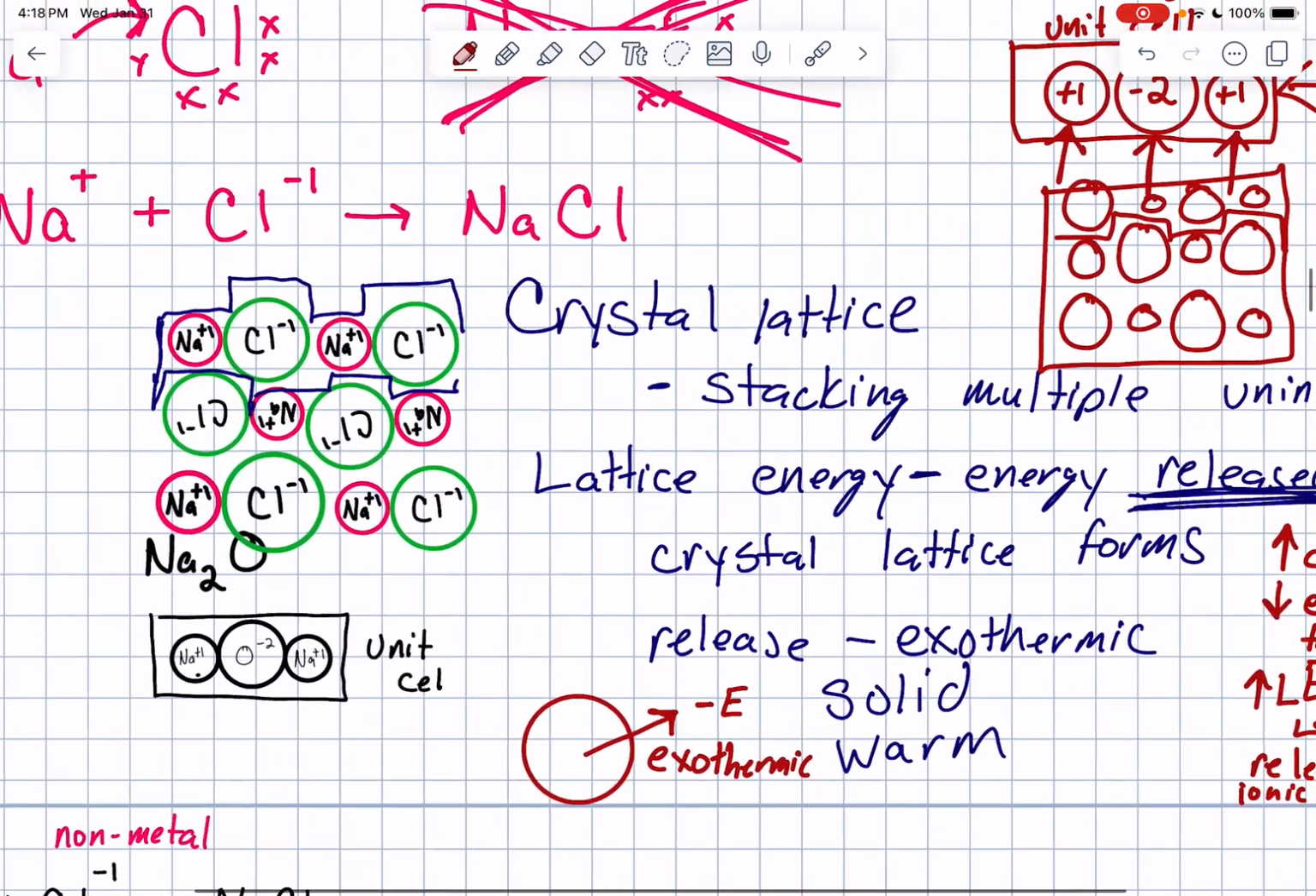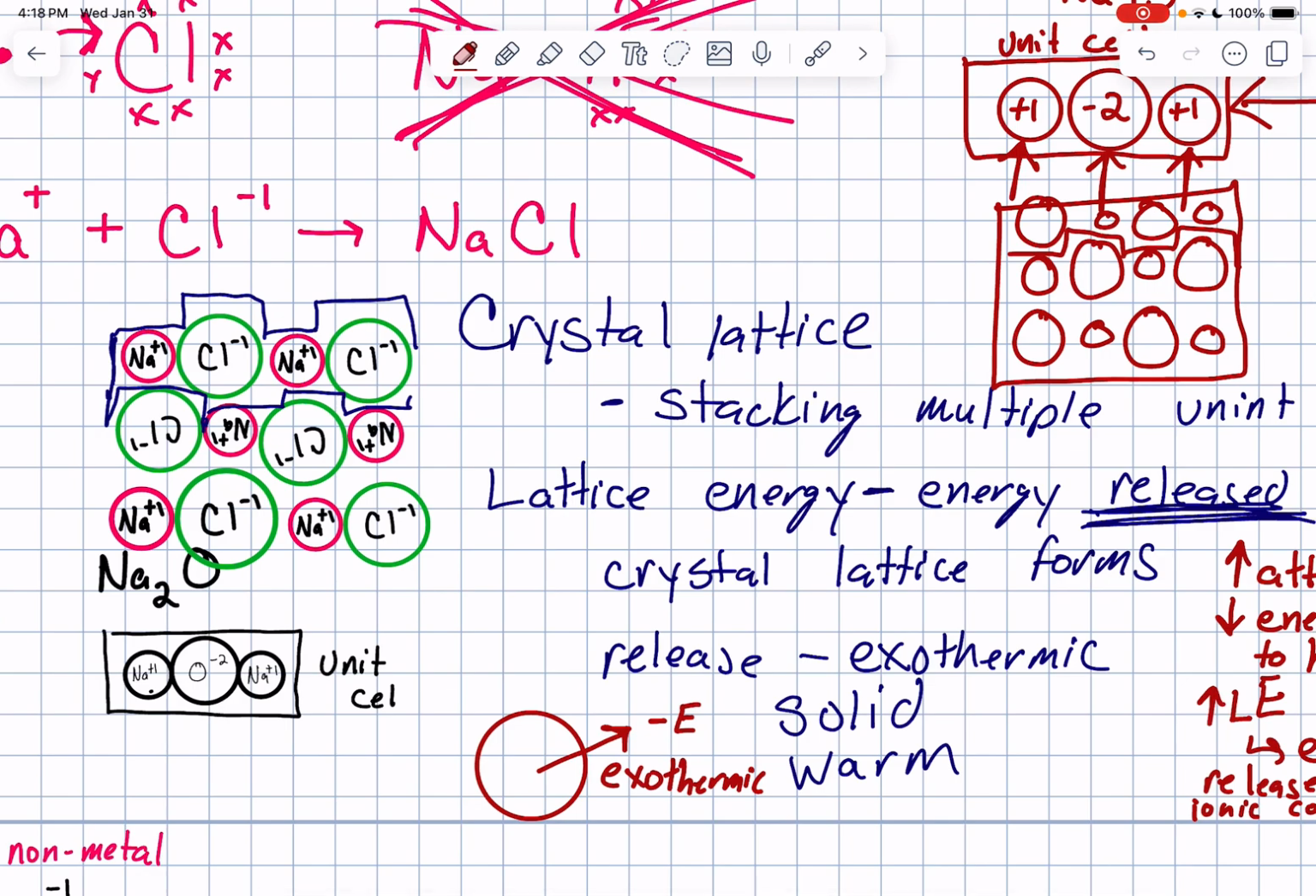Hopefully that helps to explain ionic bonding. So when ions bond, they form an ionic compound, and the structure of the ionic compound is in a crystal lattice because that's the most stable form with the highest amount of attraction and the lowest amount of energy required to hold it together. That energy is released as lattice energy.